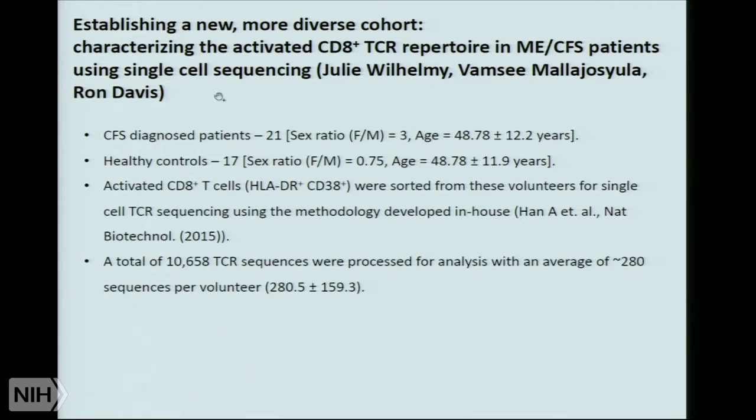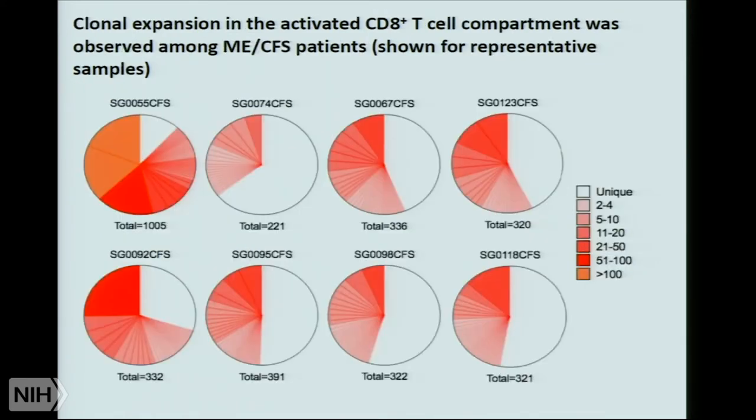We've got a whole new cohort of people, 21 diagnosed patients and 17 healthy controls. Again, we have now sequenced over 10,000 T-cell receptor sequences. I'm told that today or tomorrow we will get HLA typing on all those people, and we'll be able to start up again looking for motifs. We've done some preliminary work, and we do see some new motifs, and so that'll be the basis of things. These are some of the clonal expansions.